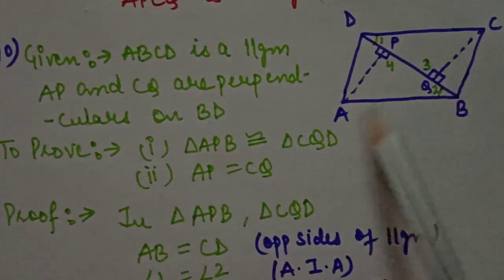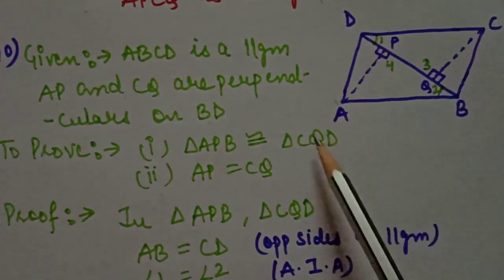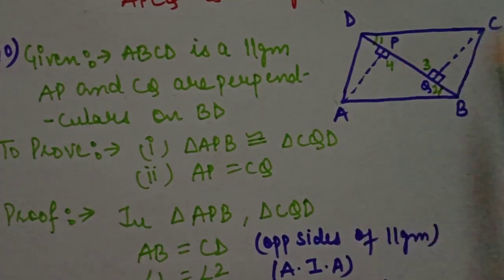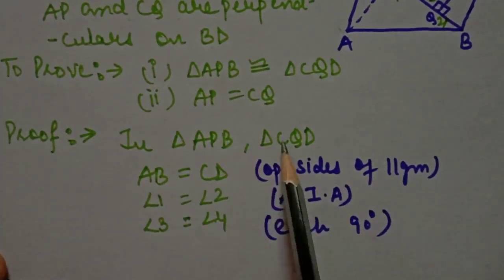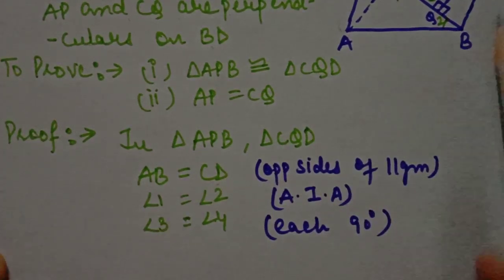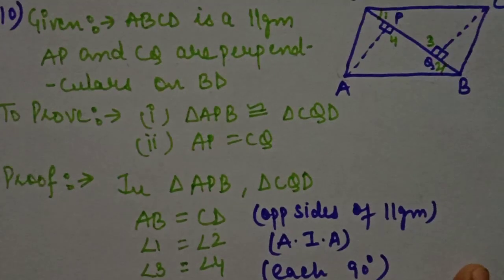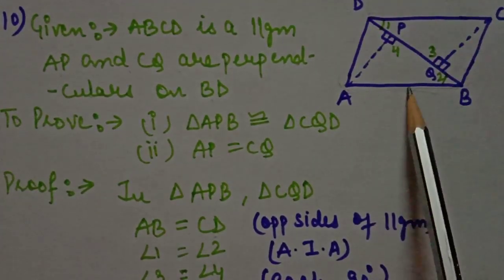We have to prove that triangle ABP and triangle CQD are congruent to each other and AP and CQ are equal to each other. So students, first of all, we will take these two triangles. AB is equal to CD, opposite sides of a parallelogram. AB and CD are opposite sides of a parallelogram, so they are equal to each other.